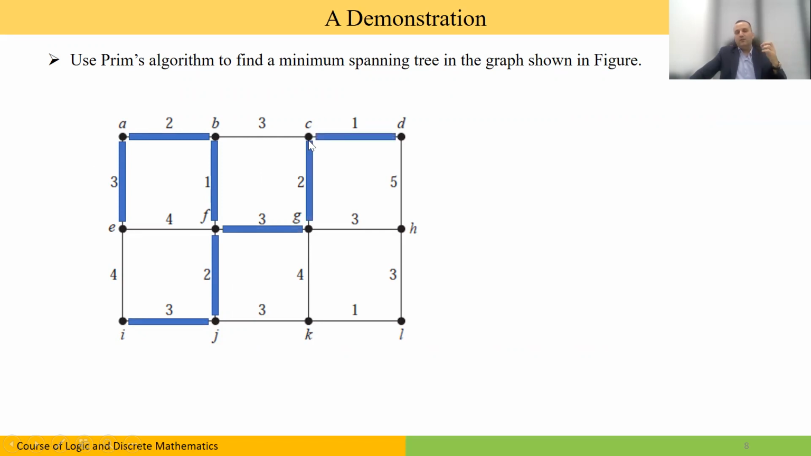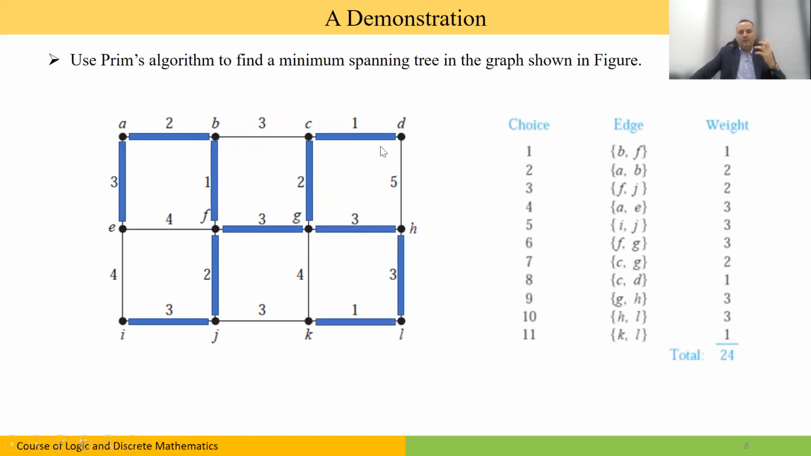For example, here, from point C, imagine it's not 1, it is 3. Which one should we choose? Can we go to B? No, because the condition says never create a simple circuit. If we come to this B, we are creating a circle, so it's not allowed. So we choose D, and we continue like that. In general, we can write this procedure in a table, and we can say that the minimum weight of this spanning tree is 24.